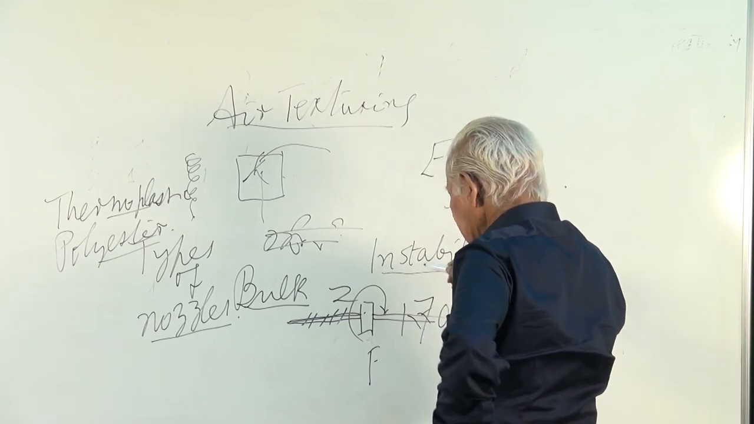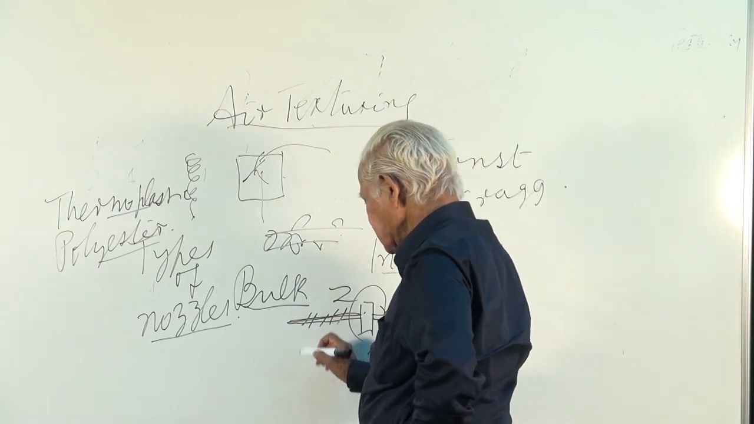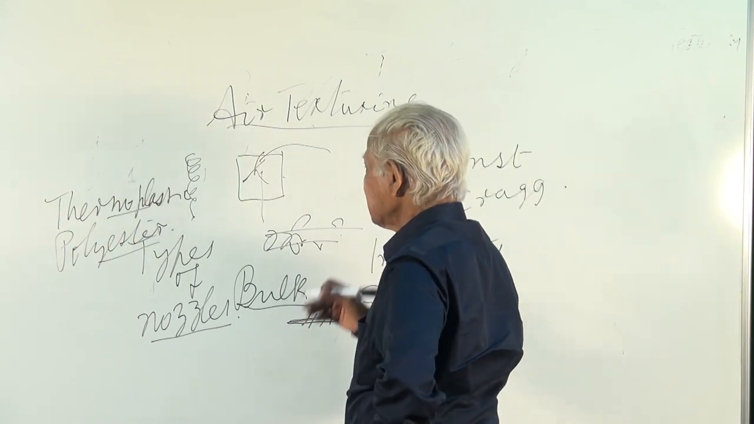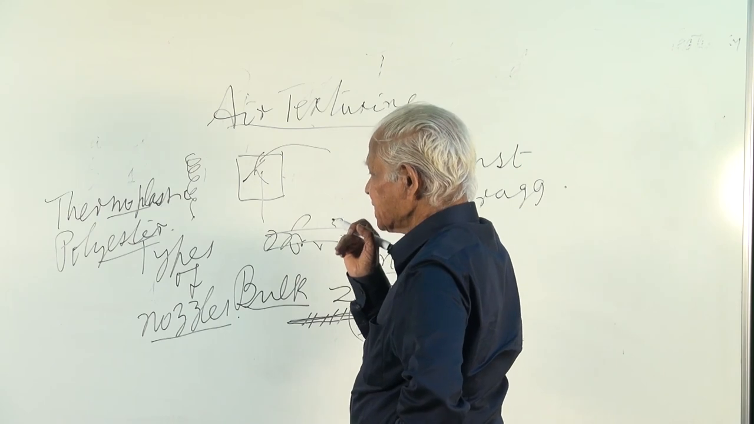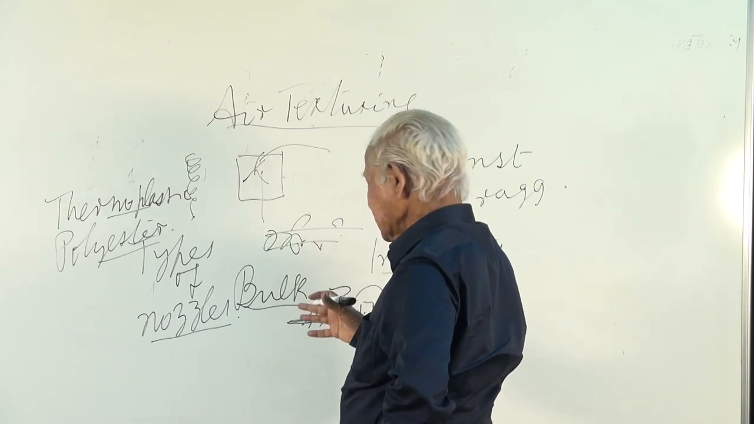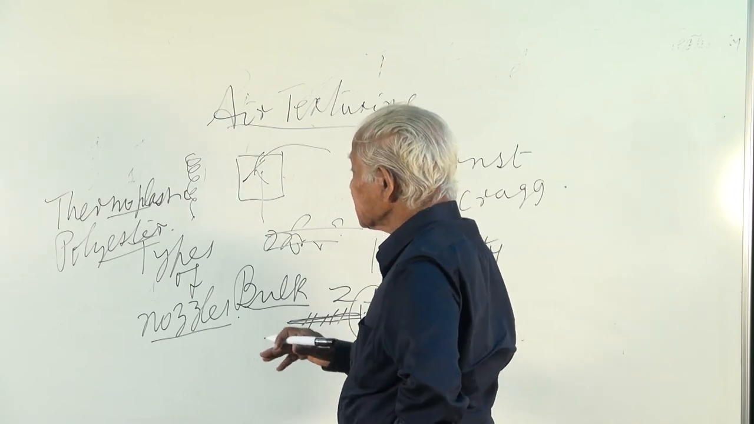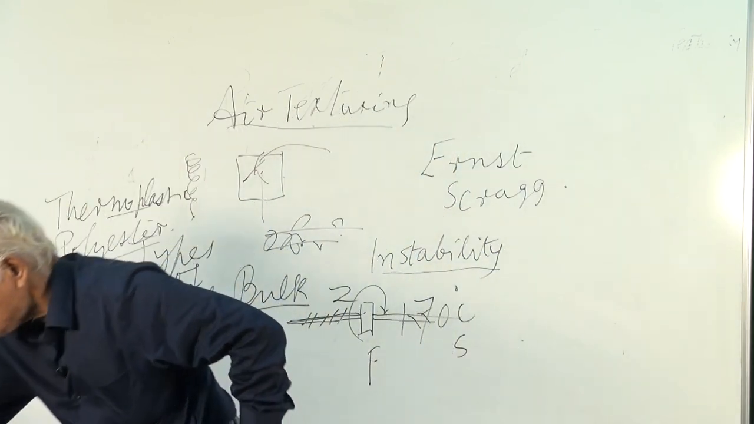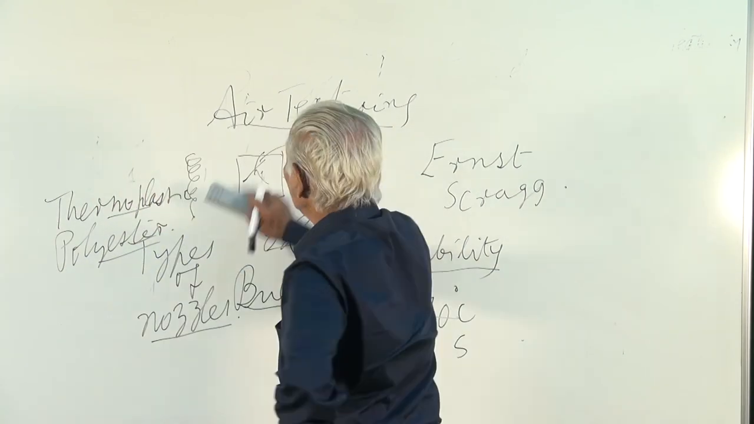The false twisters contain a pin twisting. One pin is there and it rotates at a very high speed. So in air jet texturing, the bulk is created, whereas in draw textured yarn, the crimp is created. So that is the difference between the two methods of bulking the yarn.